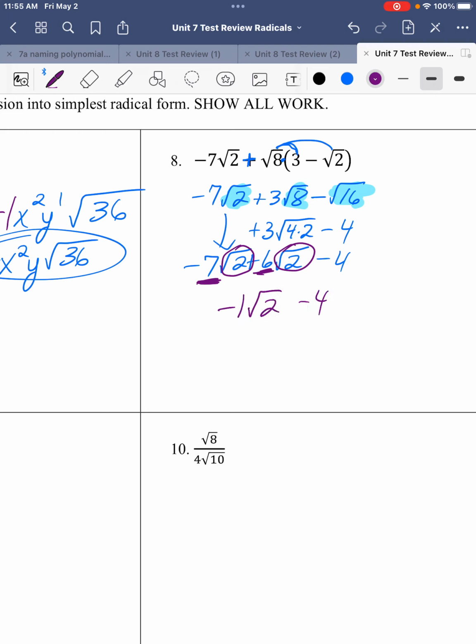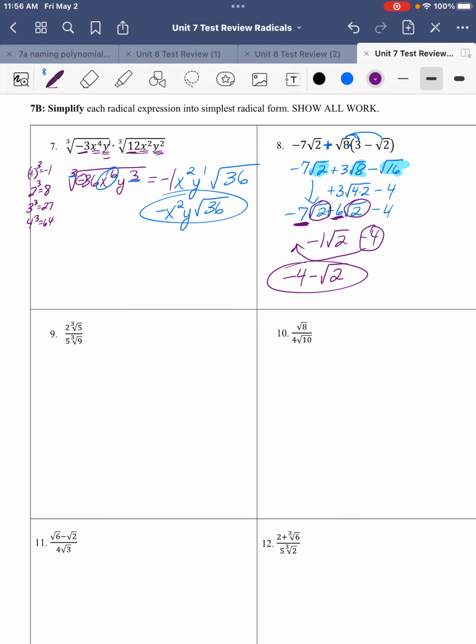And the last thing I'm going to do is move this. Typically we don't have terms after radicals if we can help it. So I'm going to move this negative 4 up front. So it's going to become a negative 4, and then a negative, that 1 doesn't have to be there, so this becomes minus square root of 2. If you write it after, I'm fine with it. It's not that big of a deal.